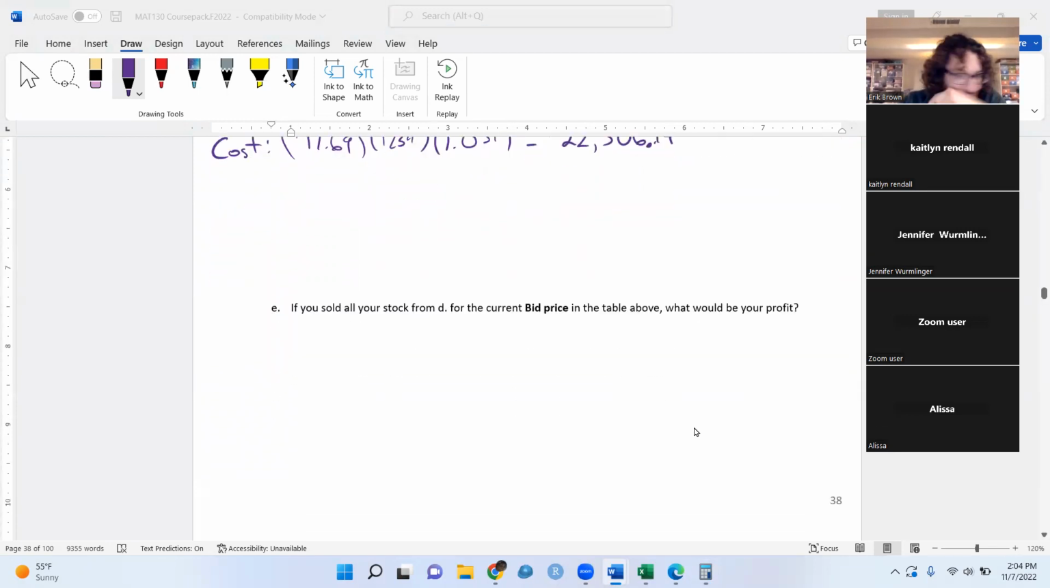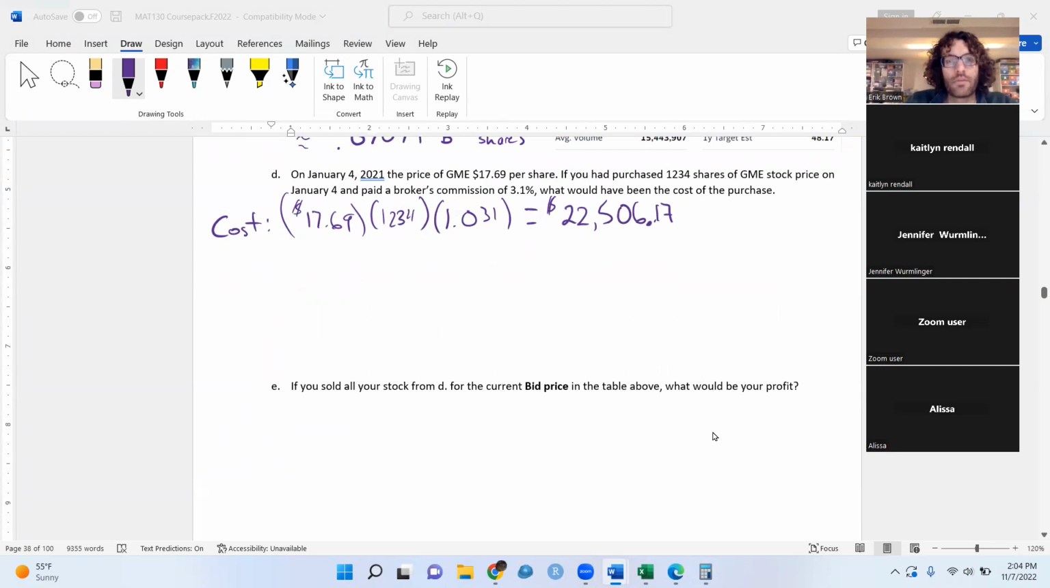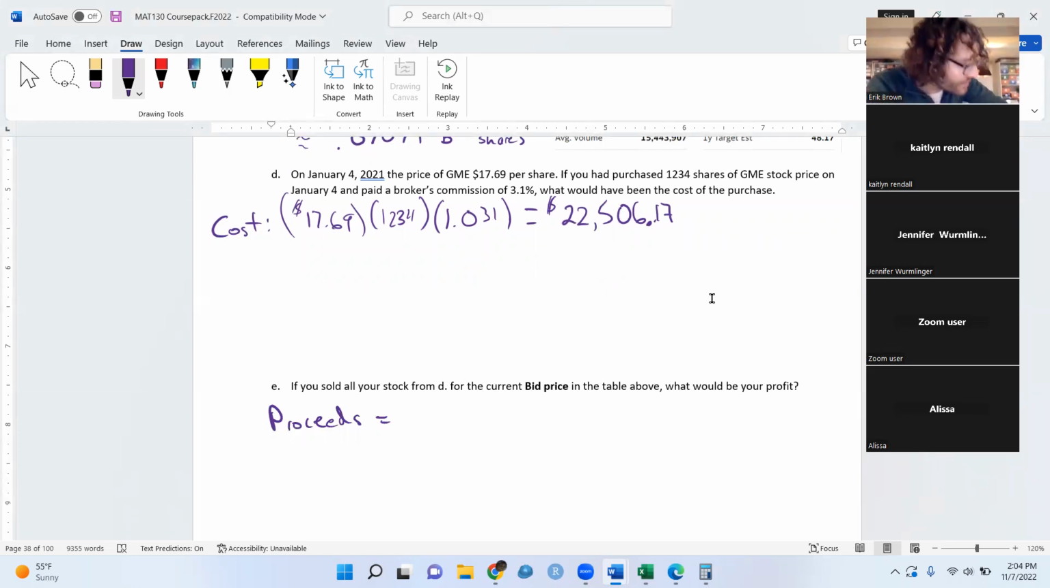Okay, profit, remember, is proceeds minus cost. So maybe it's easier to calculate the proceeds first, and maybe that's what you did. It doesn't say what commission, does it? So we can do this two ways. We could assume a 3.1% commission, or we could do zero commission. We could do it either way.